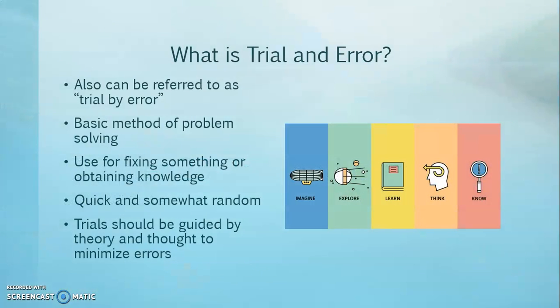What is trial and error? Trial and error can also be referred to as trial by error. It is a basic method of problem solving, and it's used for fixing something or obtaining knowledge. It's quick and somewhat random, and trials should be guided by theory and thought to minimize errors.